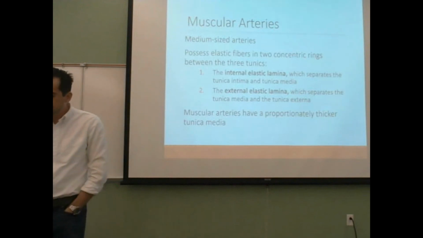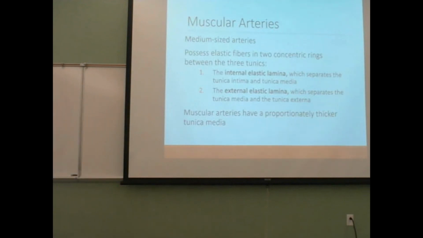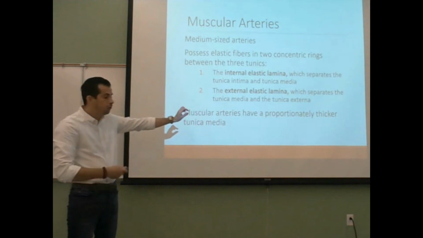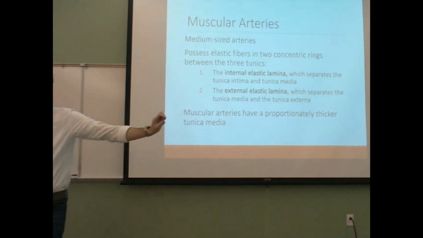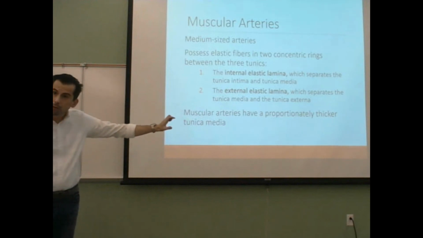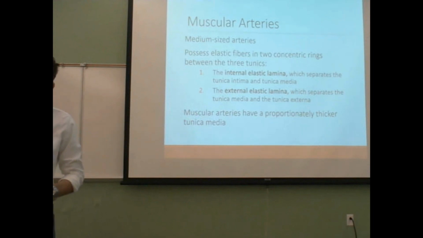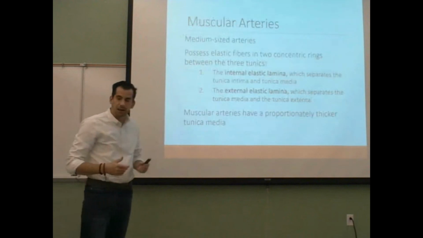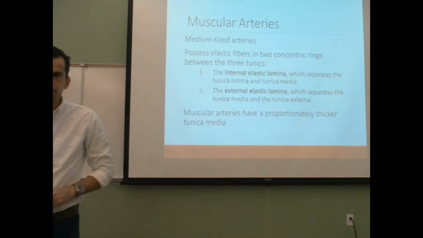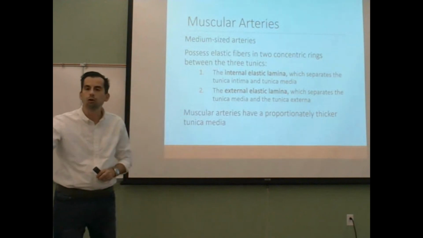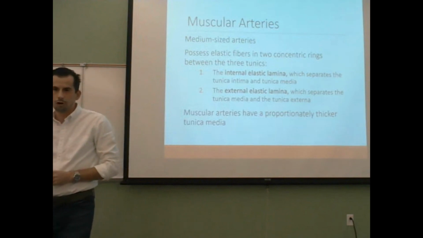Next up is the muscular arteries. Now, relatively speaking, if we were to measure the thickness of the tunica media in these arteries and compare it percentage-wise to the entire size of the blood vessel, the greatest percentage of this blood vessel is going to be muscular when compared to both the elastic and the arterioles. It has a greater proportional thickness of tunica media than the other types of arteries.